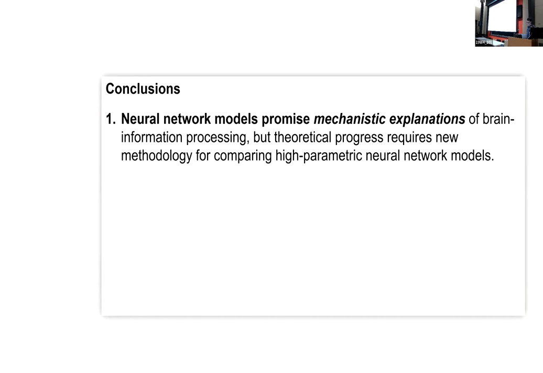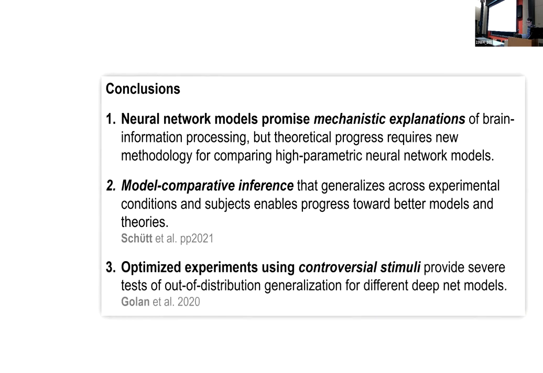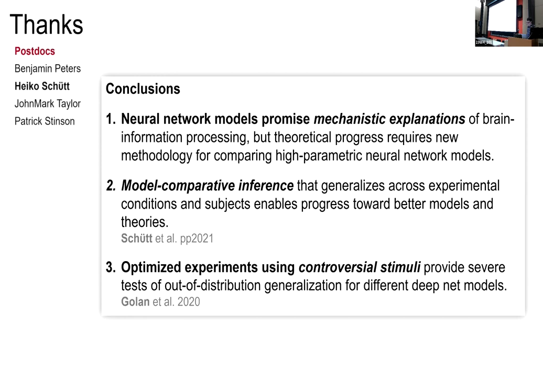So in conclusion, neural network models promise mechanistic explanations of brain information processing, but theoretical progress requires a new methodology for comparing hyperparametric neural network models. Model comparative inference that generalizes across experimental conditions and subjects enables progress toward better models and theories, and optimized experiments using controversial stimuli provides severe tests of out of distribution generalization for different deep net models.